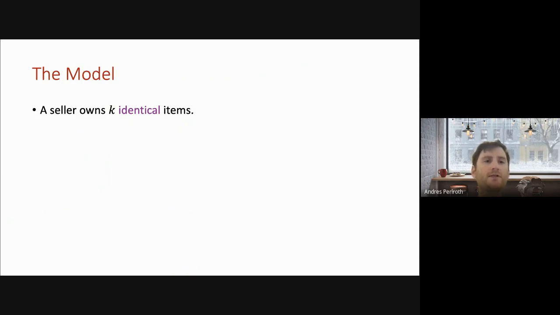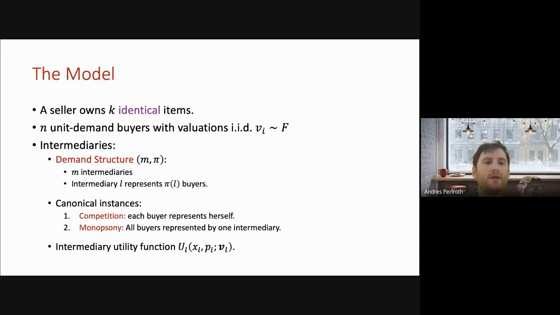We're going to first assume that the seller owns k identical items, and later discuss an extension with heterogeneous items. There are going to be n unit demand buyers with valuations IID drawn from a distribution F. The introduction of intermediaries is going to be summarized by what we call the demand structure, M, pi, where M is the number of intermediaries, and pi_L represents the buyers that intermediary L is representing in the auction. For instance, in the classic example of competition, each intermediary is a buyer, and therefore only represents herself.